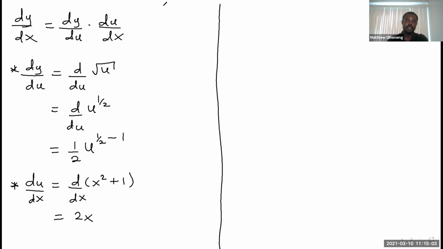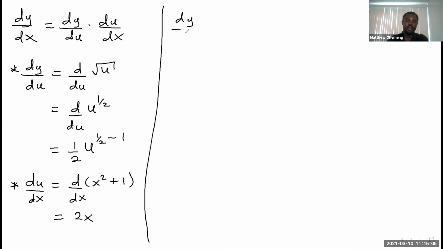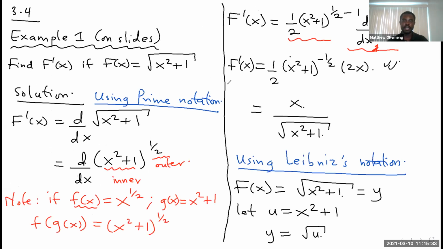Now the final thing is we have dy over dx equal to what? Dy over du, what's that? That's half u to the half minus 1. And then times what? Du over dx, what is that? That's 2x. So I just do 2x. But the original function you were given was in terms of x, not u. So you have to substitute the u back in, right? The u is x squared plus 1 from here. So you have to put it back in x.